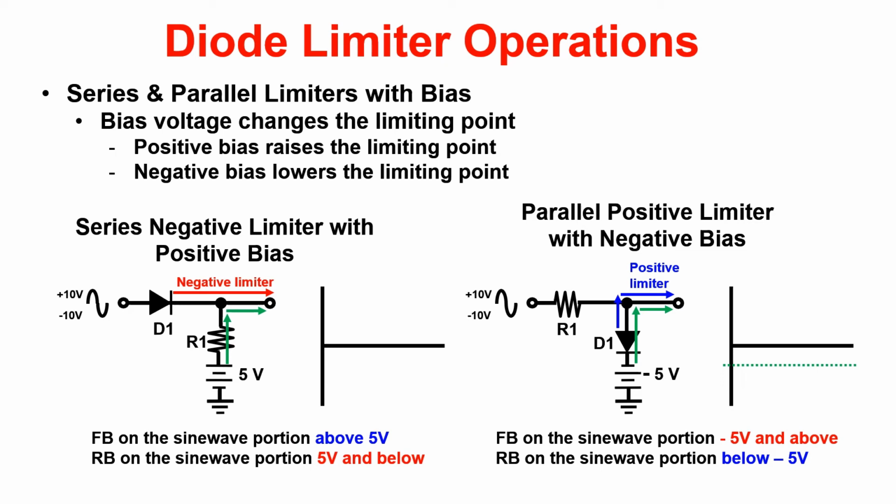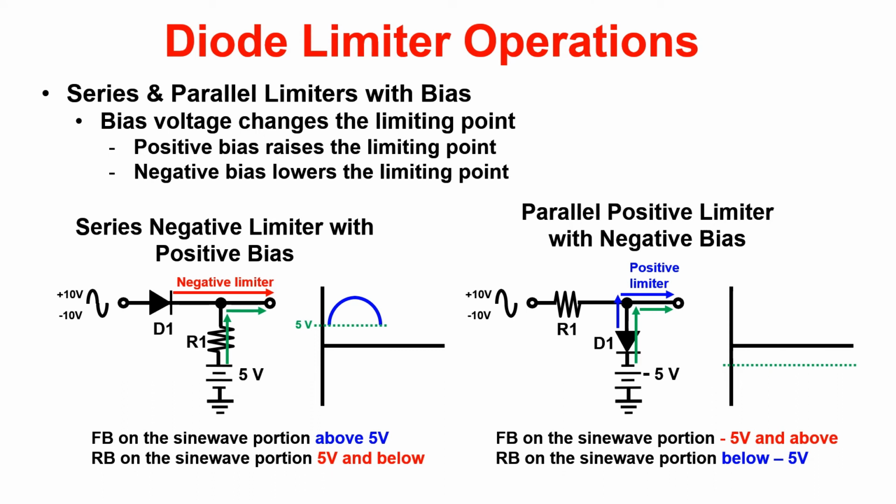The easiest way to do this is draw out the waveform. Start with the bias voltage. In the series limiter illustration, the positive terminal of the battery is facing the output. Draw in a positive 5 volts on your graph. Then draw in a sine wave. Now that the negative portion of the diode is facing the output, remove the portion of the sine wave below positive 5 volts. We can do the same thing with the parallel positive limiter with negative bias voltage.